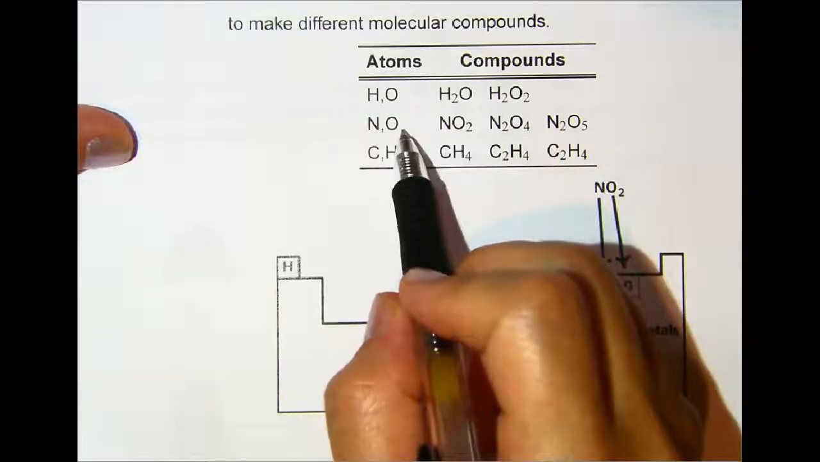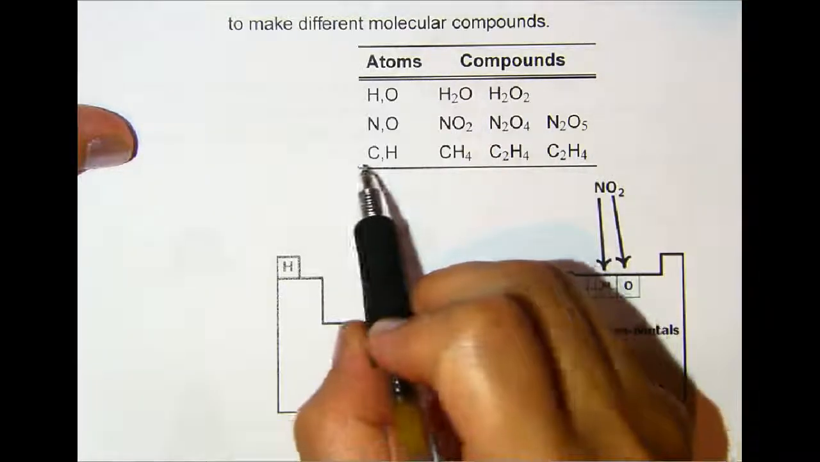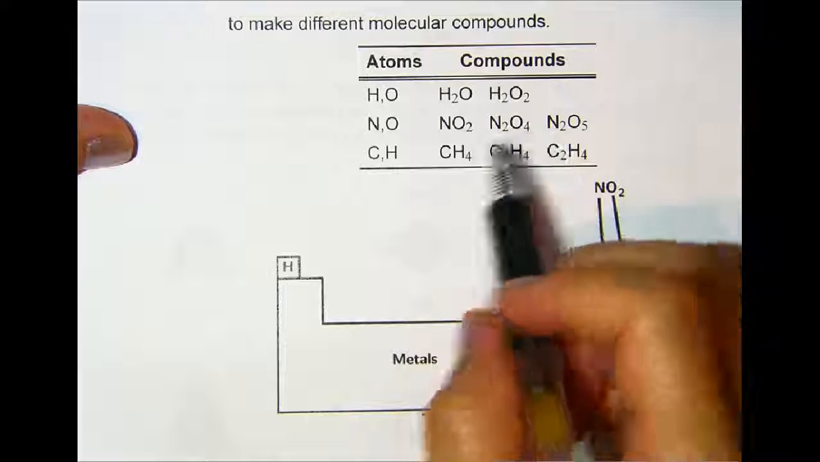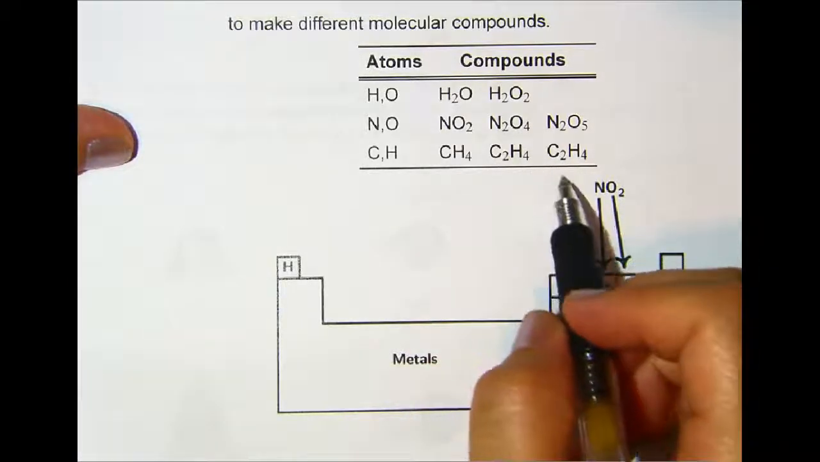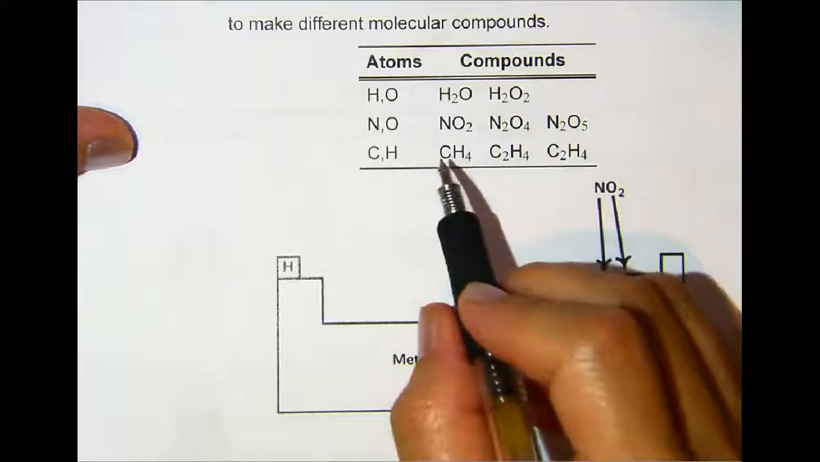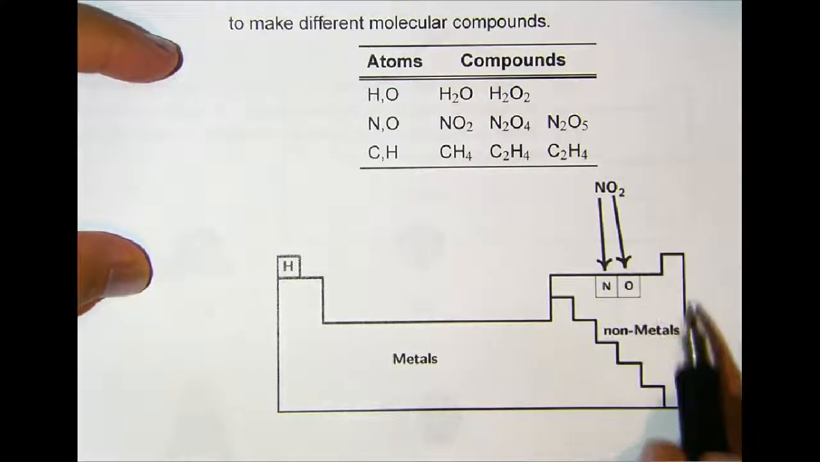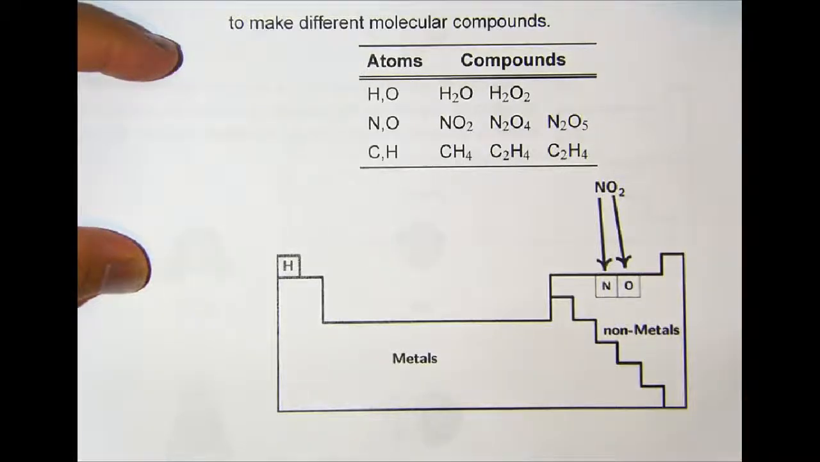Nitrogen and oxygen can form NO2, N2O4, N2O5, and carbon and hydrogen can make CH4, C2H4, C2H6, so they can have different proportions between the atoms. So it's always going to be 2 or more nonmetals, which are found on this side of the periodic table.